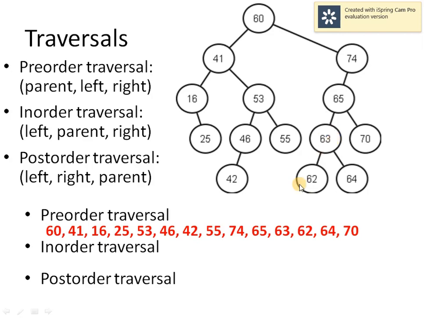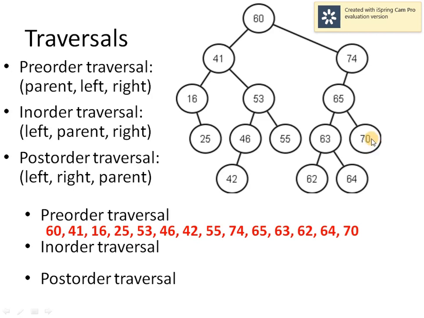63 is a parent node, so 63 will be visited. Then left of 63 is 62. We have visited 62. Then right of 63 will be visited, that is 64 will be visited. With this we have completely visited the left subtree of 65. Now we can visit the right subtree of 65, which is a single node 70.